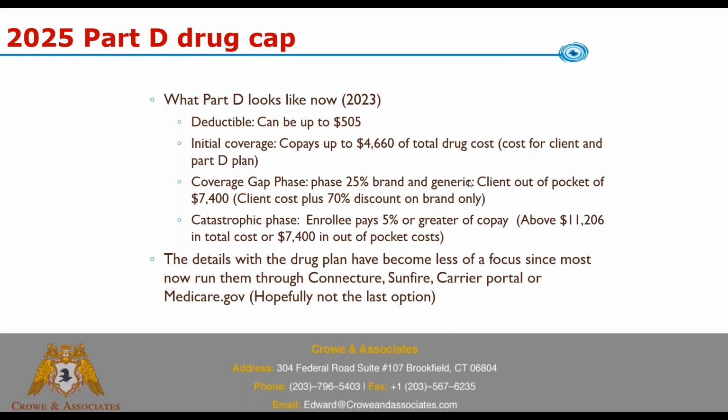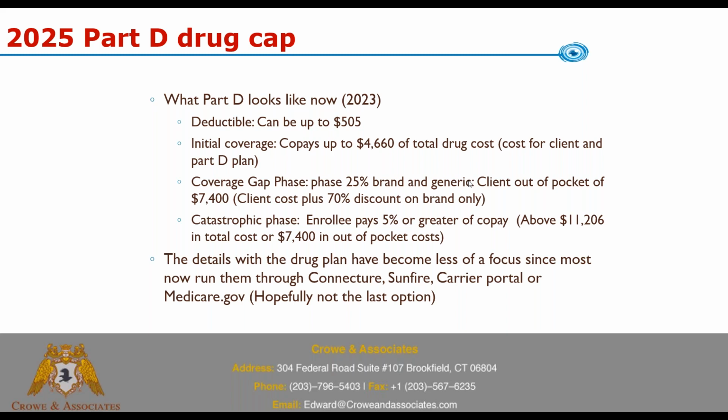That's the cost for the client and the Part D plan. And of course, then you got the coverage gap phase. In that phase, 25% brand and generic. Client out of pocket up to $7,400, but they do get the discount built into that, so it's not truly anywhere close to $7,400 out of their pocket. And of course, then catastrophic, which is going away, but the catastrophic phase where the enrollee pays 5% or the greater of 5% or the copay. And I said above $11,206 in total cost or $7,400 in out-of-pocket cost for the catastrophic.